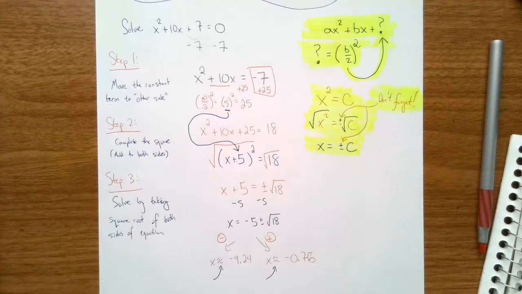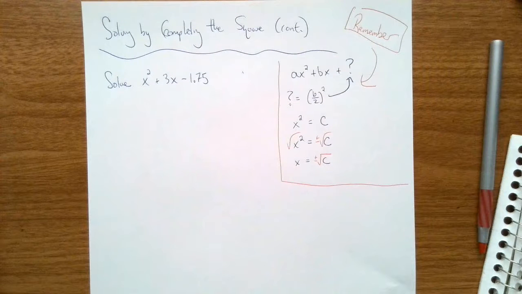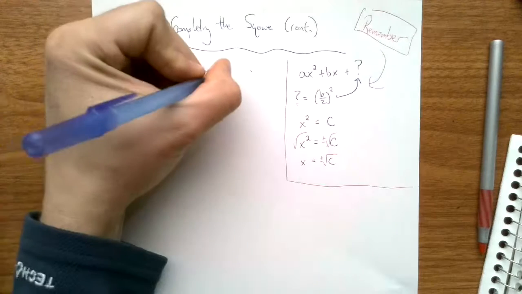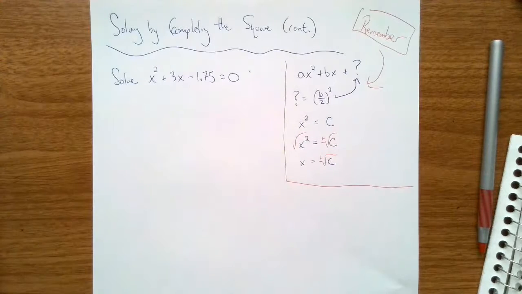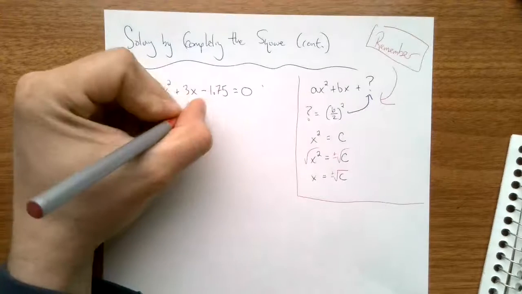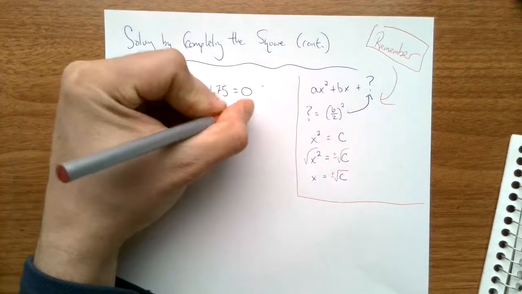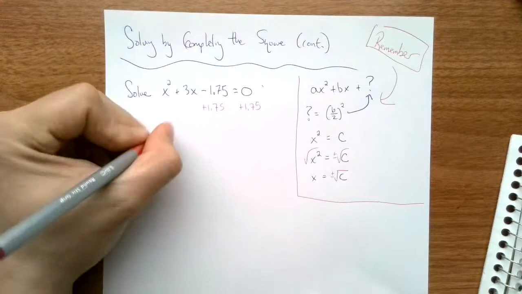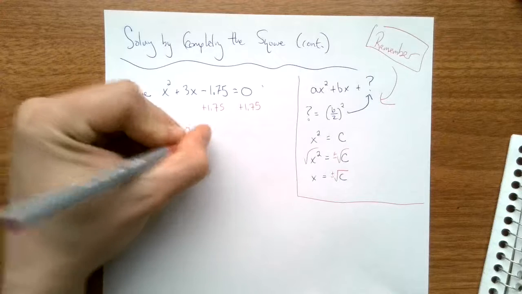We're going to do one more example, and this example is going to contain an odd coefficient on our linear term, just to have you see me go through another one of these problems. So we're going to solve the equation x squared plus 3x minus 1.75 equals 0. We're going to employ the same 3 steps. The first step is to move the constant term to the other side of the equation. Because this is a minus 1.75, we're going to add 1.75 to both sides of the equation.